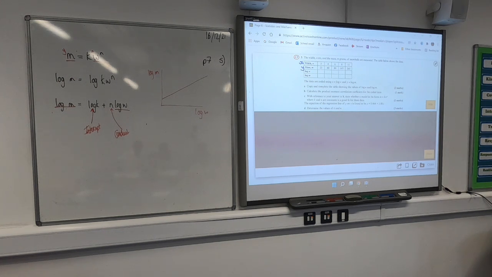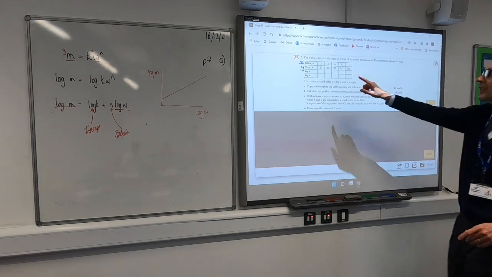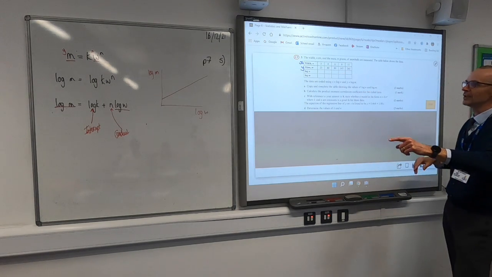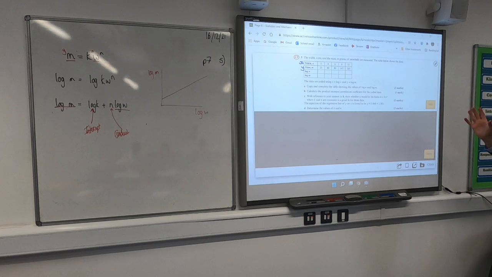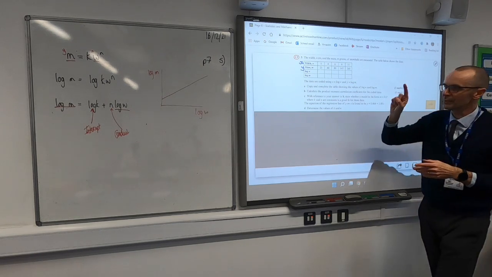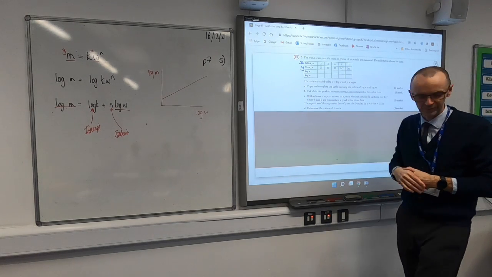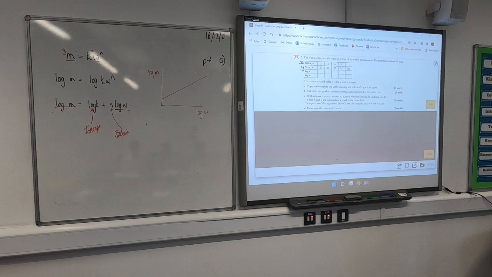So what R is measuring is the correlation. But because these two things are not related in a straight line way, you wouldn't get a correlation. But if we log both axes, we should get a straight line. That's what we're looking for. The video yesterday will explain. Carry on, do the rest of the question once you've got R.